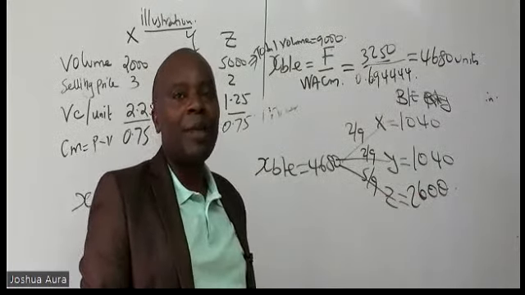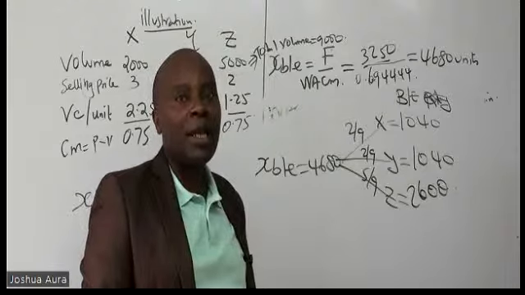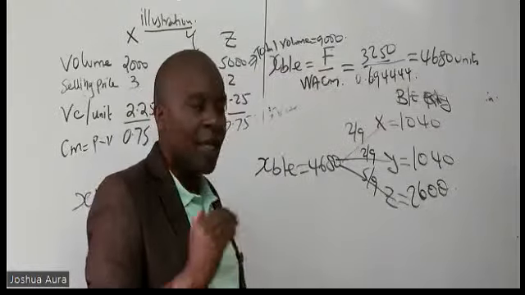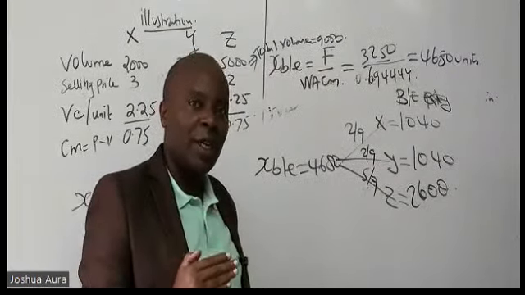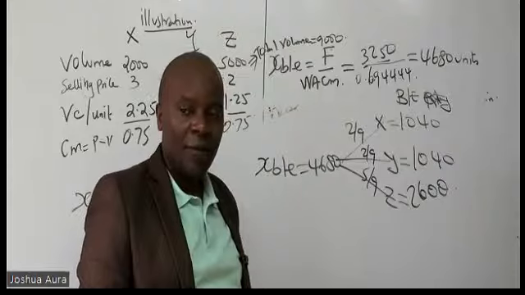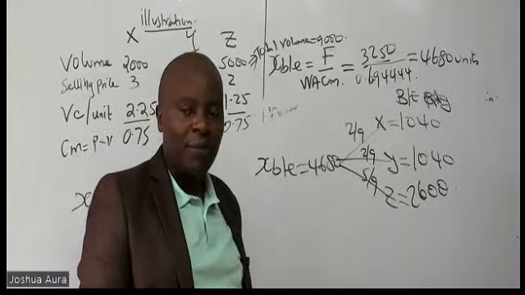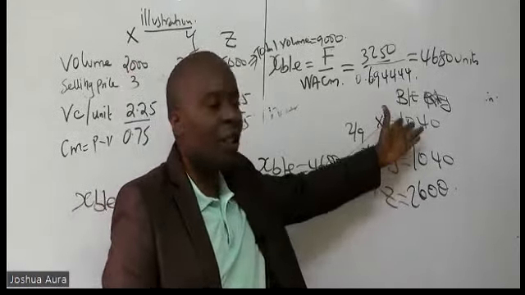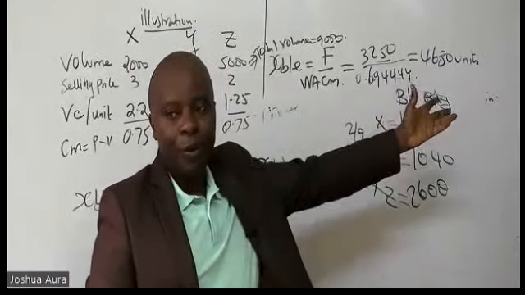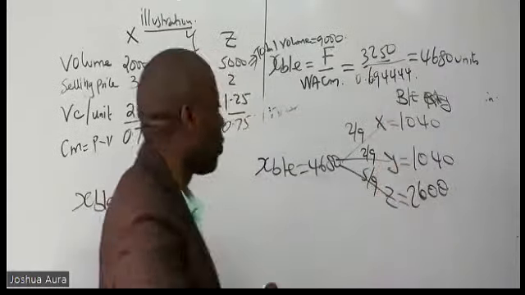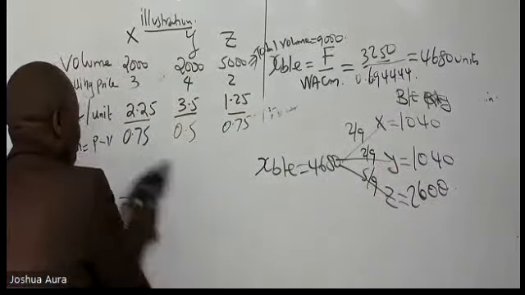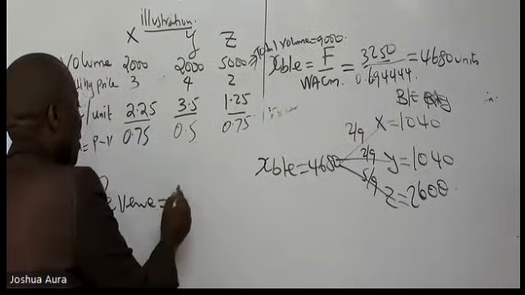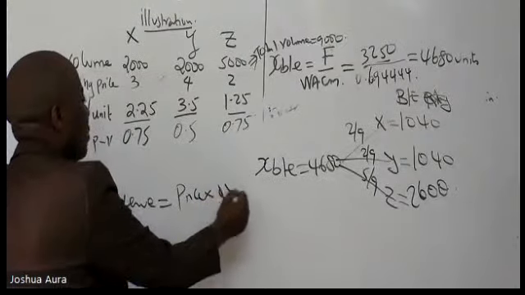Great. Ladies and gentlemen, listen to me very well. Once I've gotten this break-even quantity, they want us to get the break-even in form of shillings. That's quite easy. I'll just need to multiply these quantities with the prices, because we know that revenue is price times quantity.